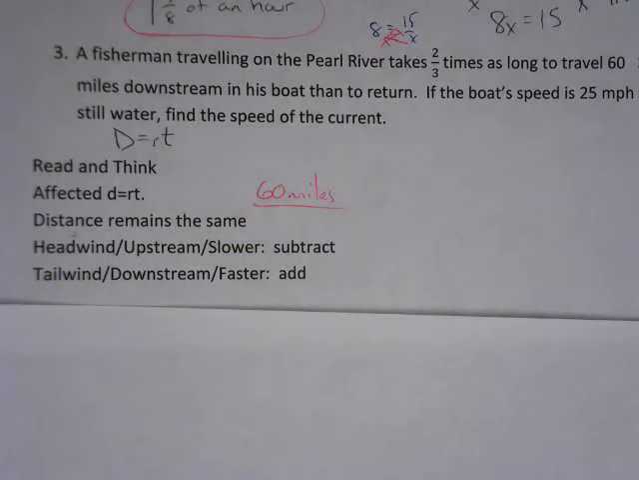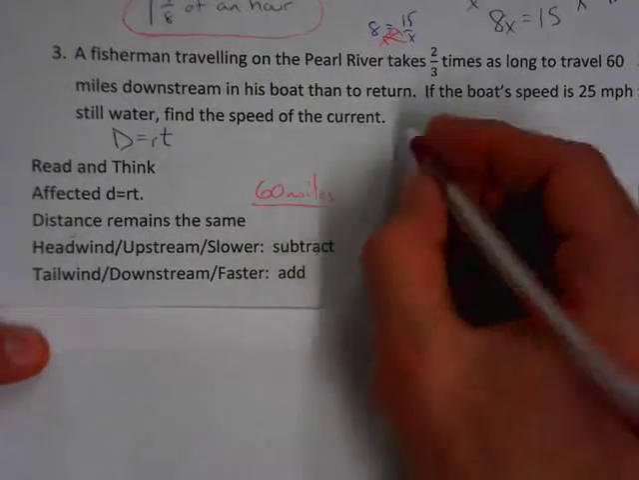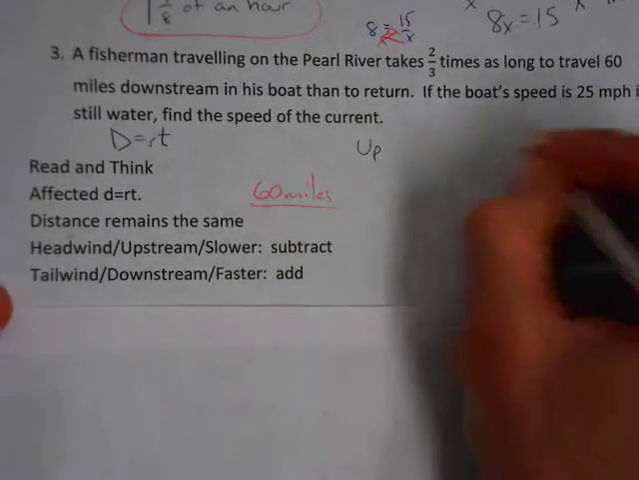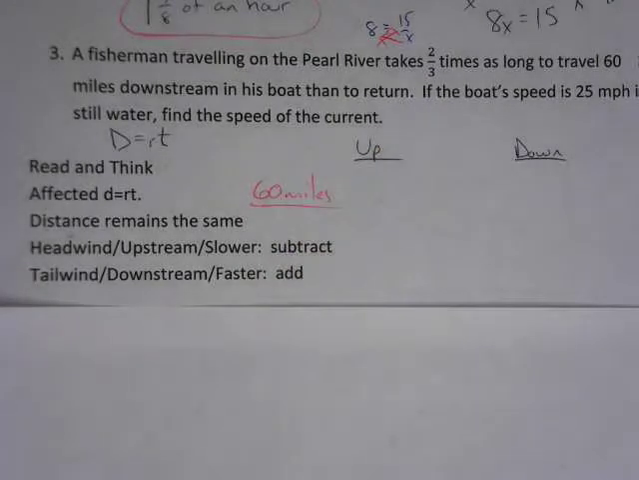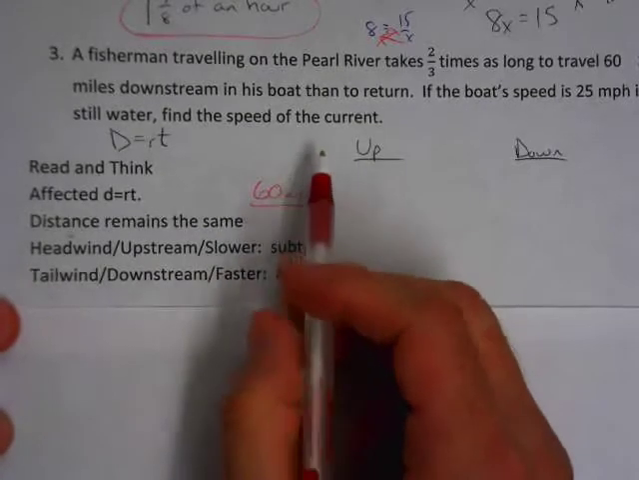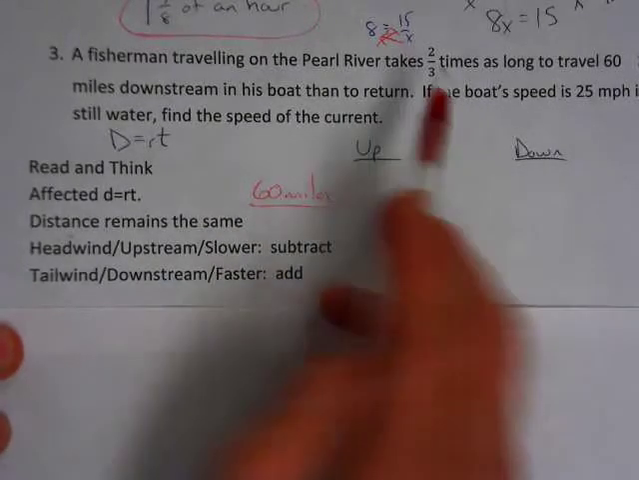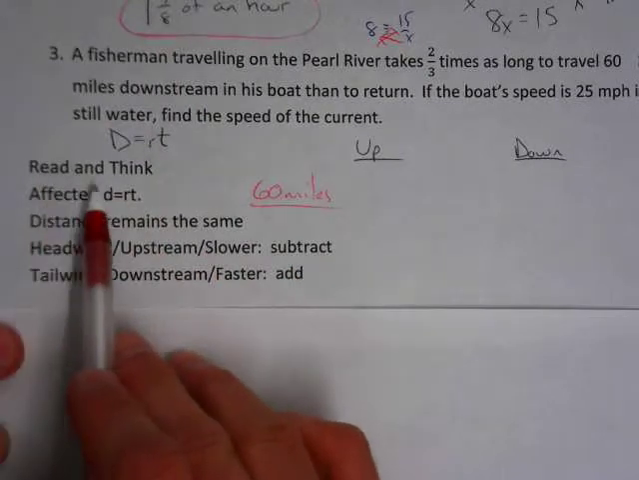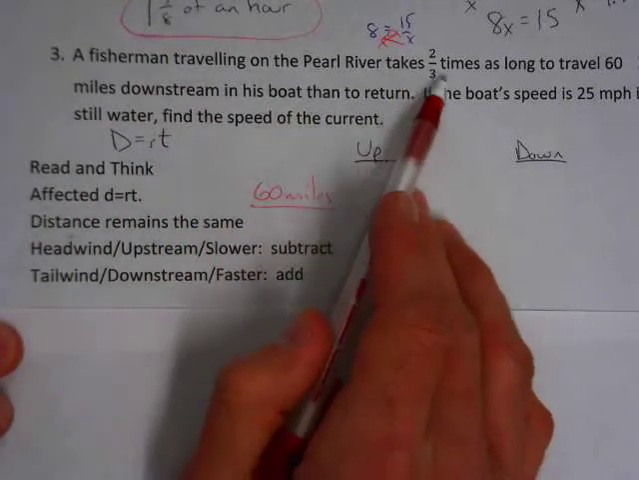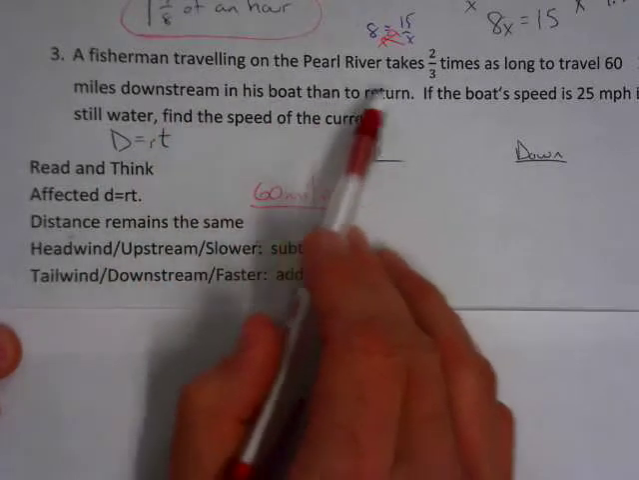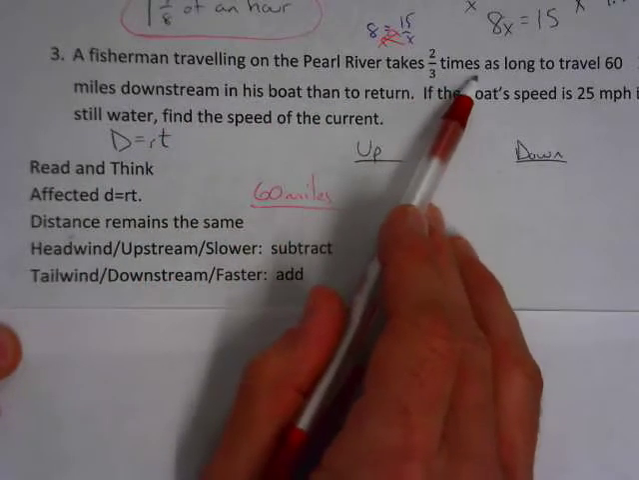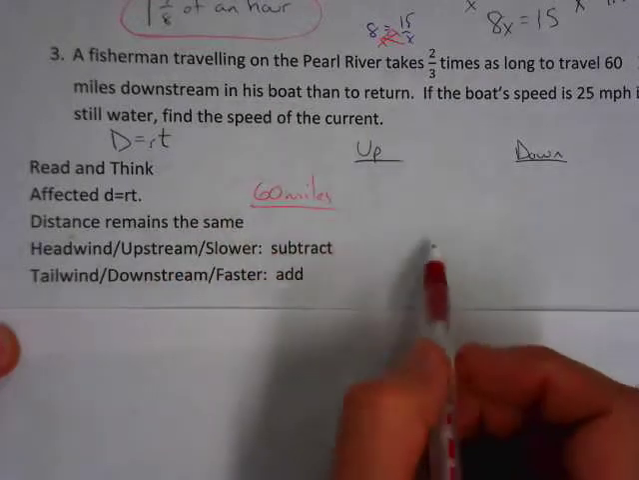Okay. So now, what do I mean by affected distance equals rate times time? Well, we know it's 60 miles, and we know we're going to be dealing with upstream and downstream. Okay, so 60 miles remains the same. What's happening upstream? We go back to reading. Remember, read and think. Fisherman traveling takes 2/3 times as long to travel 60 miles downstream. Okay, so it's taking him 2/3 times as long to travel 60 miles downstream.